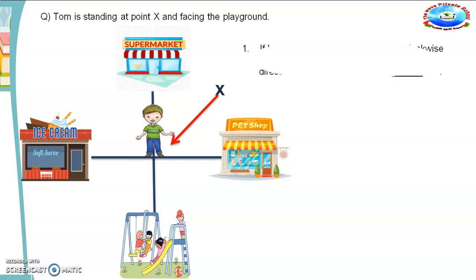And your first question is, if he turns through 2 right angles in clockwise direction, which shop will he face? Read the question. If he turns through two right angles in clockwise direction. So that is important. Two right angles in which direction? Clockwise direction. So we need two right angles. That means we need to turn 2/4.